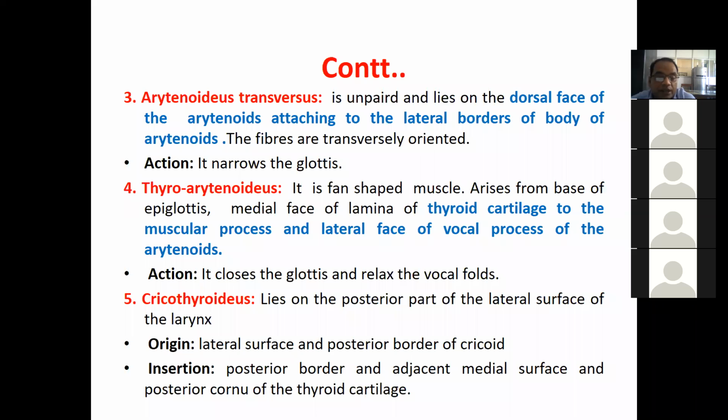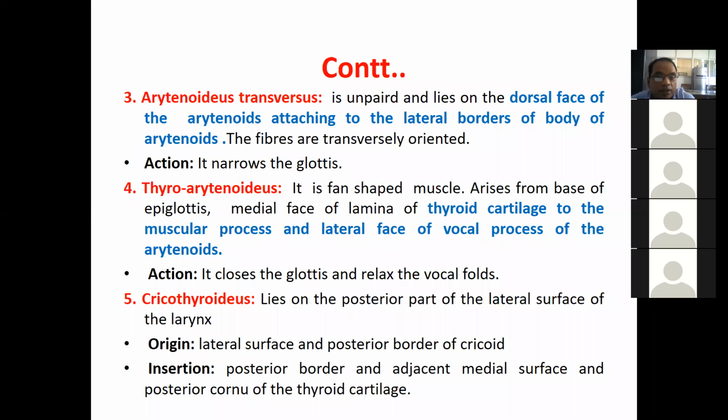Another muscle is the cricothyroideus muscle, the name indicating that this muscle runs from the cricoid cartilage to the thyroid cartilage. Its origin is the lateral surface and the posterior border of the cricoid, and its insertion is the posterior border and the adjacent medial face and the posterior corner of the thyroid cartilage. So these are the five intrinsic muscles present in the larynx that play an important role in sound production.